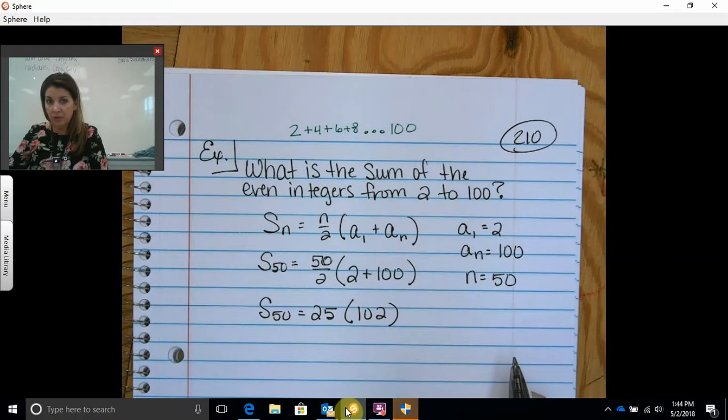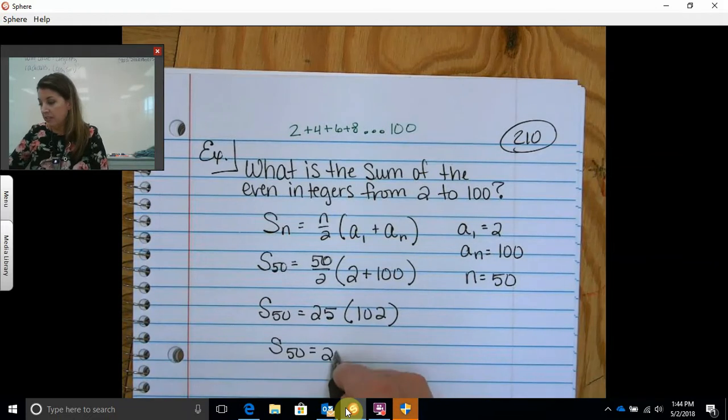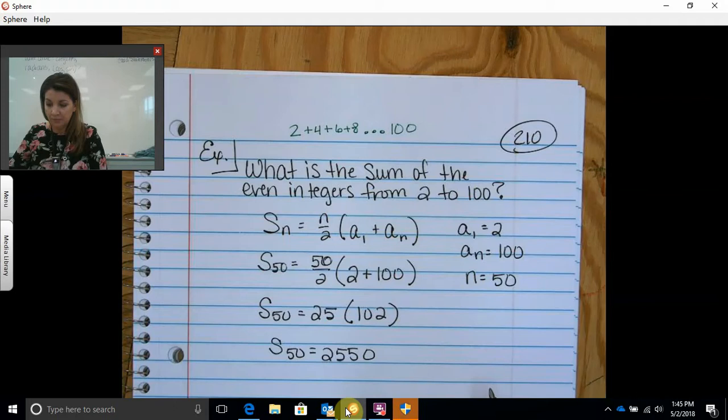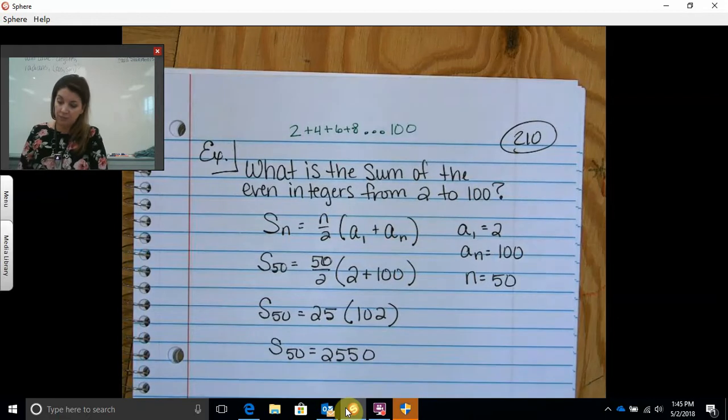If we add 2 plus 4 plus 6 plus 8 plus 10 plus 12 plus 14 plus 16 plus 18 all the way up to 100, we would get 2,550. Coolio? Not too bad, was it?